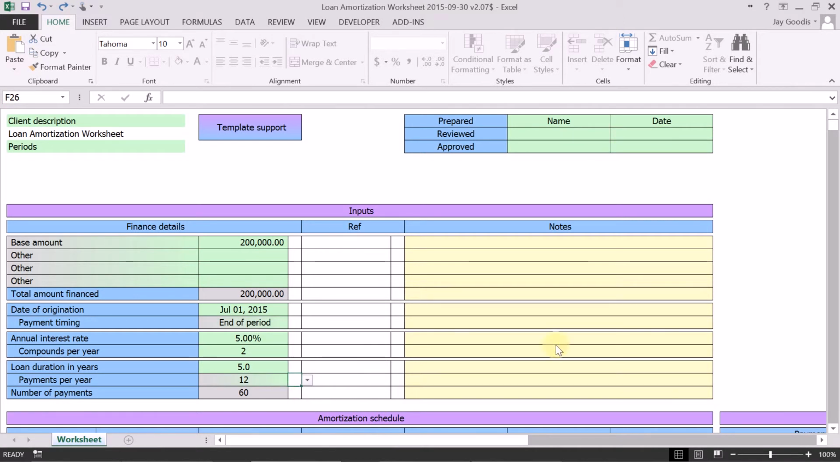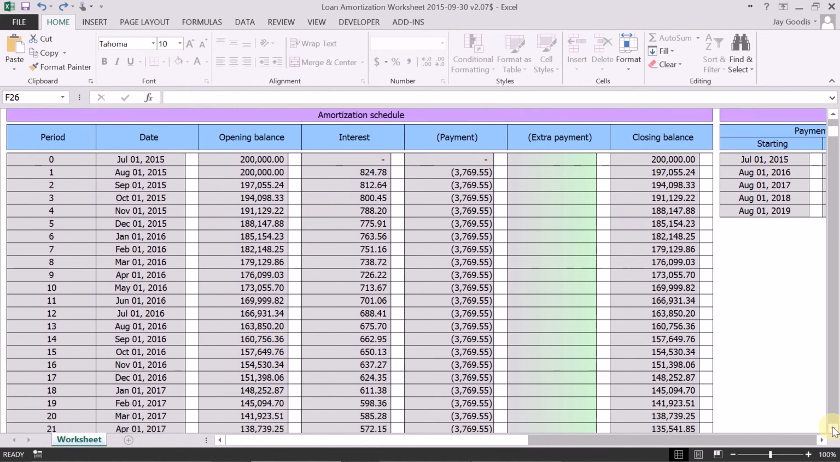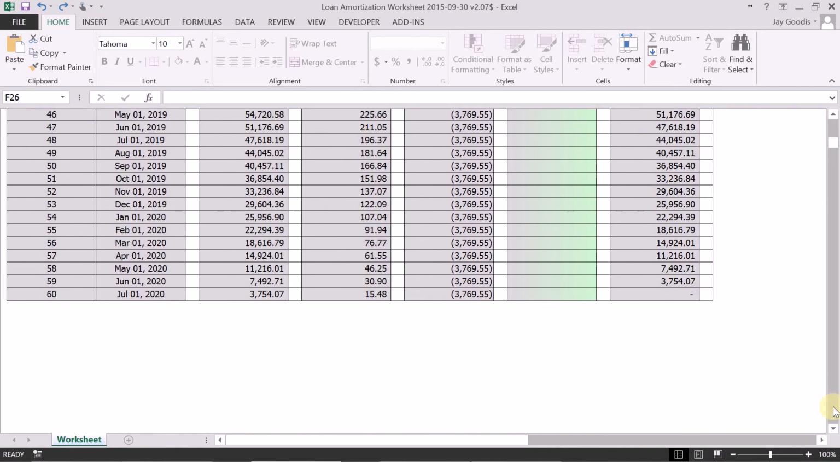Now we are done. If we scroll down below, we can see our amortization schedule. So for example, if we look at period 1 on August 1st, 2015, we have an opening balance of $200,000. We have to pay interest of $824.78. We have a total payment of $3,769.55, and our closing principal balance is $197,055.24. If I scroll further down the worksheet, we can see the details for all 60 payments.